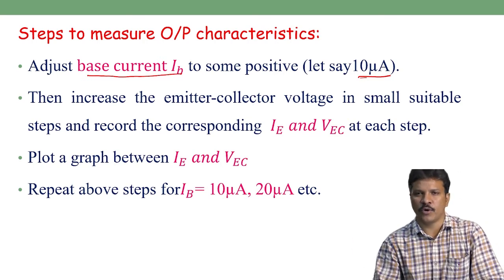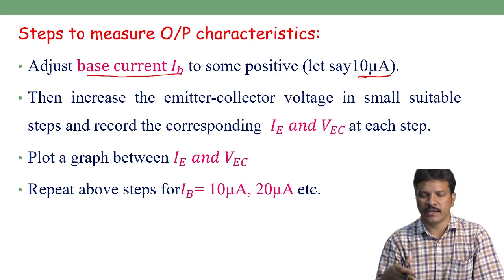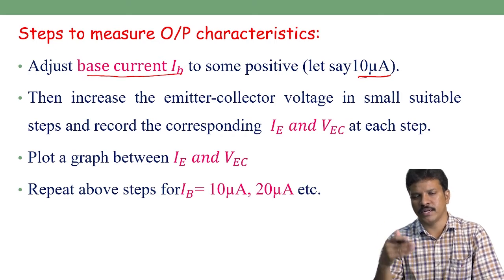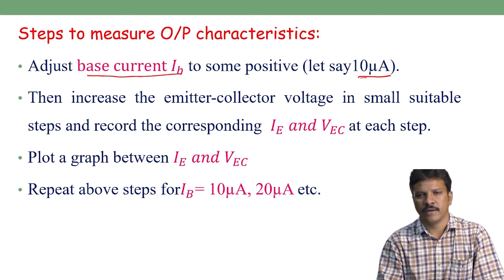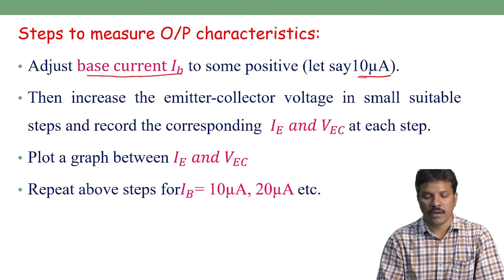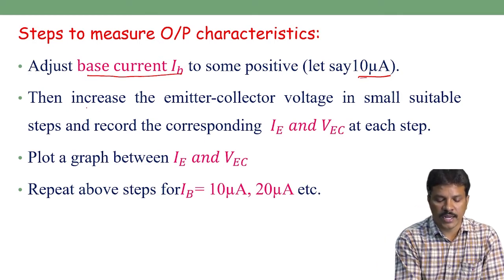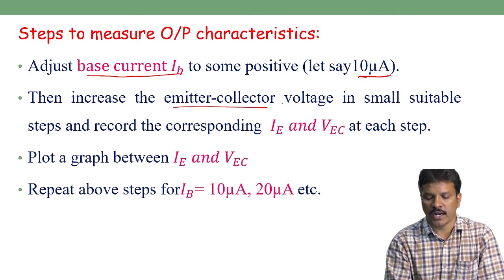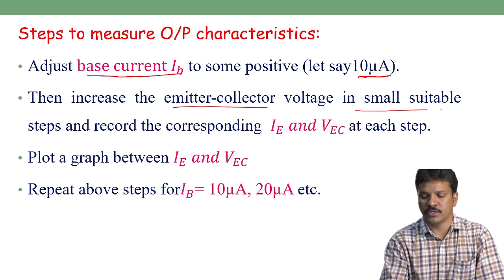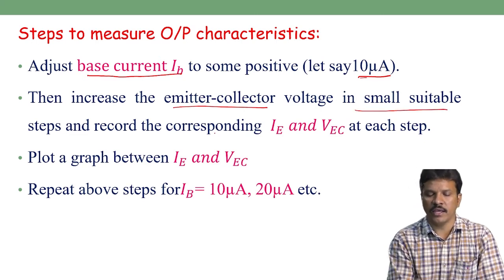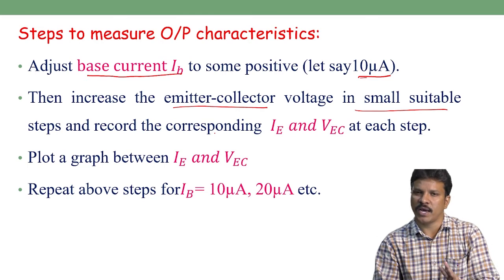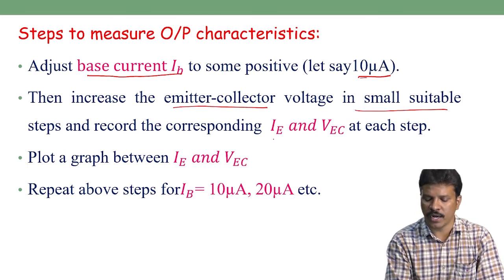Then come to the output side, the output collector region or emitter to collector region. In this case, increase the emitter to collector voltage in small suitable steps and record two parameters: the output current and the output voltage. What is the output current? IE.